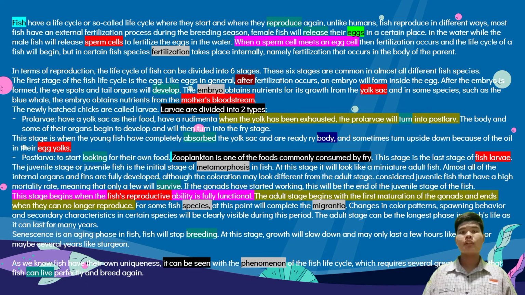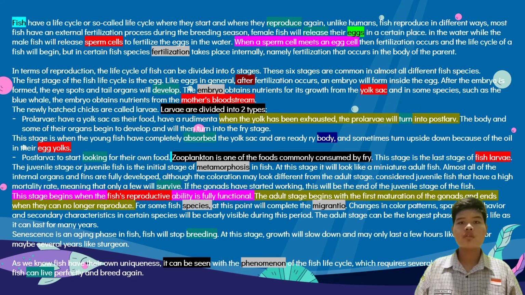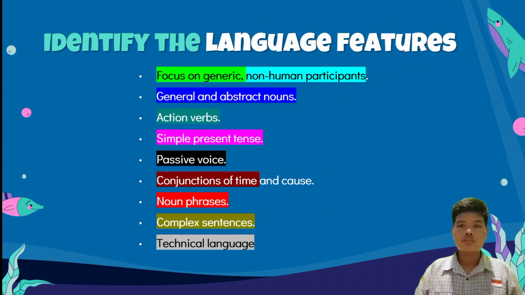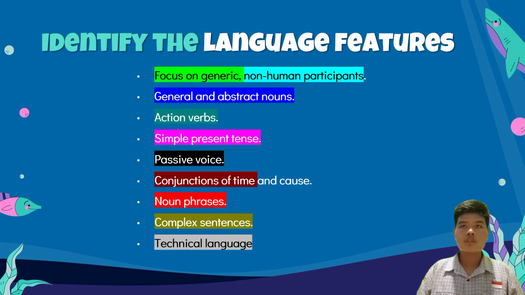As you can see, there are colorful signs. Each of the signs indicates a language feature in the text. Okay, I will explain the meaning of the signs in that text. The bright green marks show the focus on generic. The bright blue marks show the non-human participant. The dark blue marks show general and abstract nouns. The dark green marks show action verbs.